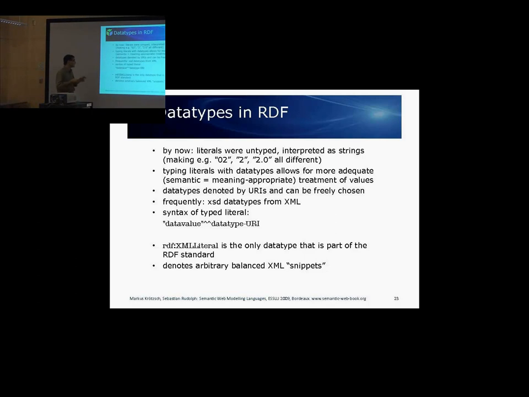And the syntax for a typed literal: let's say I want to say that my 10 is an integer, then I'll put the value 10 over here, then there will be quotes, and then these double caret signs, and then I'll say it's an XSD integer. The only data type which the RDF standard came up with by itself was the rdf:XMLLiteral data type. It denotes arbitrary balanced XML snippets by themselves.